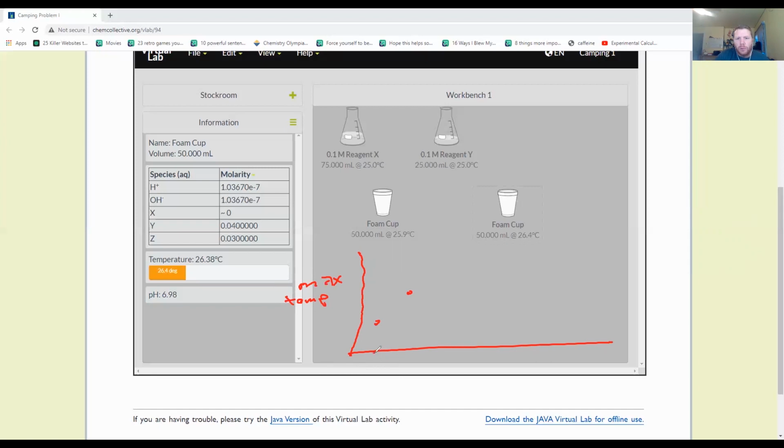So the first data point is 10 mils of X and 40 mils of Y. The next data point is 15 X and 35 Y. 20 mils of X and 30 mils of Y. 25 mils of X and 25 mils of Y. Okay, so sorry about that.